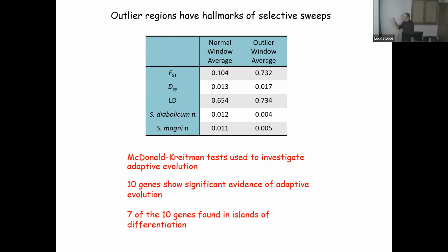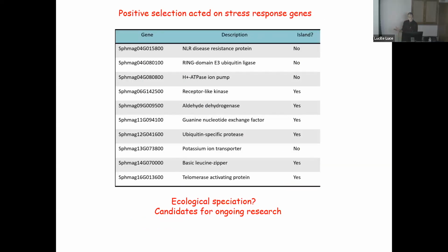And the pattern of variation, FST, DXY, and linkage disequilibrium, et cetera, again, I won't go into the theory behind all this, but fits a picture of predicted selective sweeps accounting for this. And we found through the McDonald-Kreitman test that there were 10 genes that showed evidence of adaptive evolution. And 7 of the 10 genes are actually physically in these genomic islands. So here's a list of the genes.